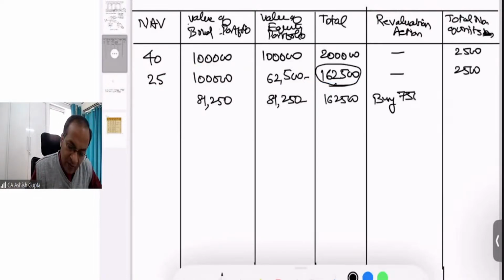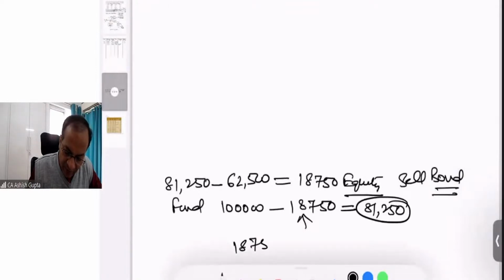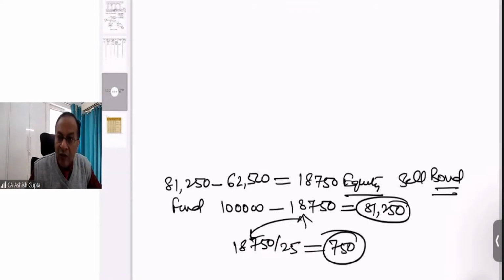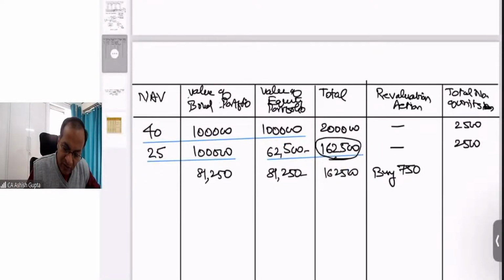We buy 750 units. Now the question is how we compute the 750 units. We have to invest 18,750, and the current market price is 25. So we buy 750 units, increasing our equity value by 18,750 by purchasing units at 25 per unit. So the total number of units comes to 3250.